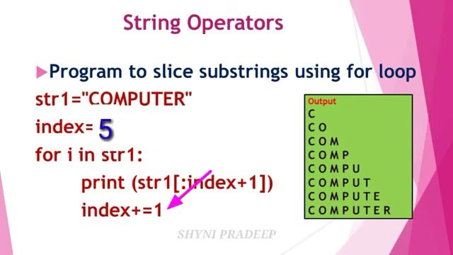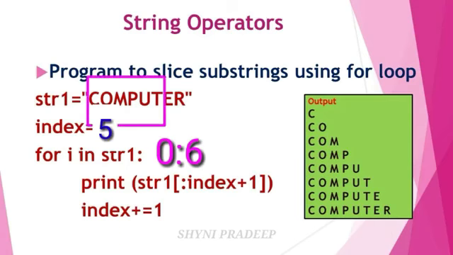Our new index value is what? 5. So next, what is the value? T. Next you have to take from 0 to index plus 1 means what? 6. Okay, 5 plus 1 is 6. So you have to specify 0 to 6 values, but you have to take 0 to 5 values. So COMPUT will be generated on the output screen.